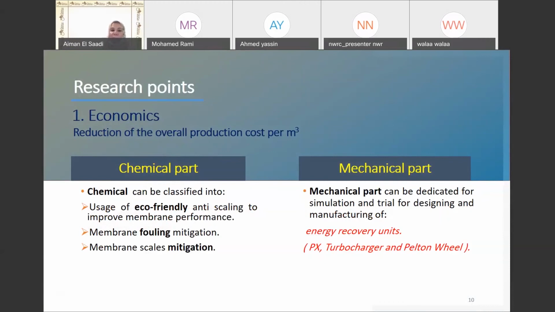We have two parts of research: chemical parts and mechanical parts. The chemical part can contribute through the usage of eco-friendly anti-scaling agents to improve material performance, and we must mitigate fouling or scaling. The mechanical research can contribute through energy recovery units and also turbochargers.